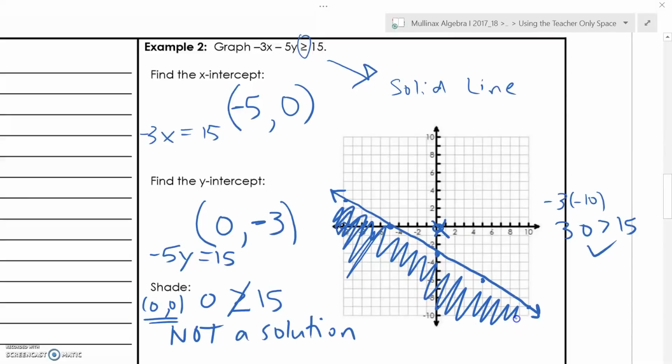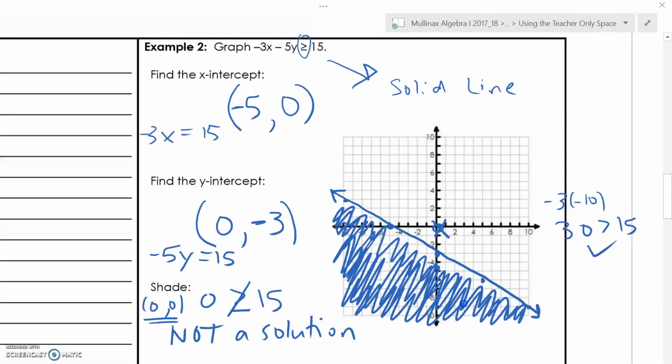So we would shade in the direction of negative 10, 0 to represent that this side of the line represents all of the points that are solutions to the inequality. So what are solutions to this inequality? Any point in the shaded region or any point on the line. Since we said that negative 3x minus 5y can also equal 15, greater than or equal. So greater than below the line, equal on the line.